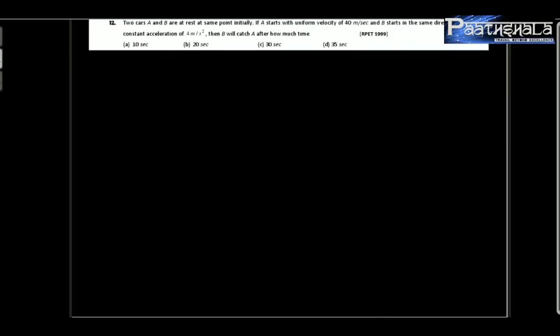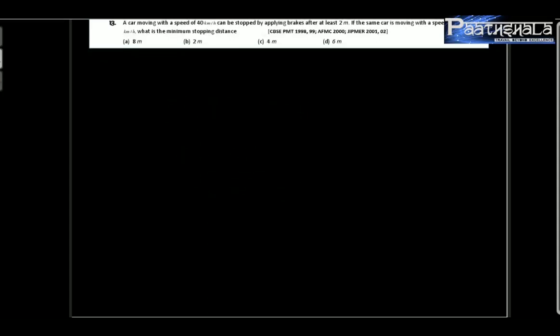Question 12. Two cars A and B are at rest at the same point initially. A starts to move with a uniform velocity of 40 meters per second. B starts in the same direction with constant acceleration 4 meters per second square. Then B will catch A after how much time? When B catches A, half into 4 into t square, using the second equation, has to be equal to 40 into t, because when they catch, they cover equal distance. So 2t has to be equal to 40, so t is equal to 20 seconds. Very easy, straightforward, typical question.